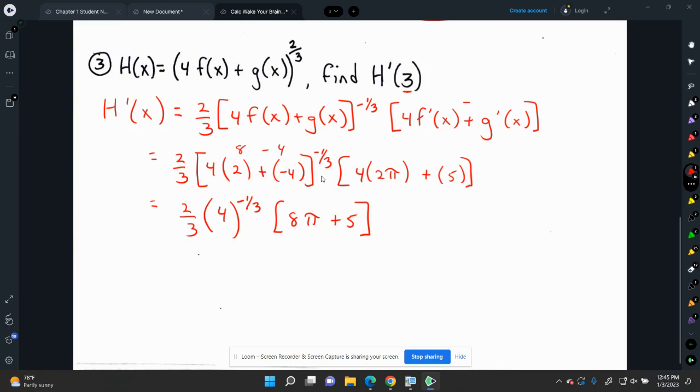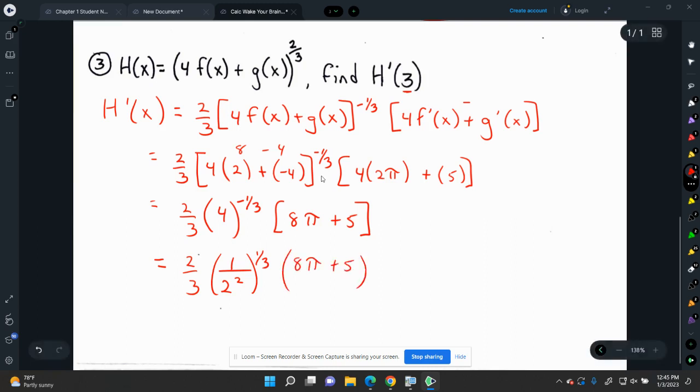So, of course, this is not going to be nice. We won't want to be too nice about this, right? Okay, so let's see. That's 2/3 times 1/4. So I'm going to write 1/2 squared to the 1/3, right? Because it's a negative exponent, I moved it down and it becomes a positive exponent. Times 8 pi plus 5. Does everyone understand how I moved the exponent and why I did?